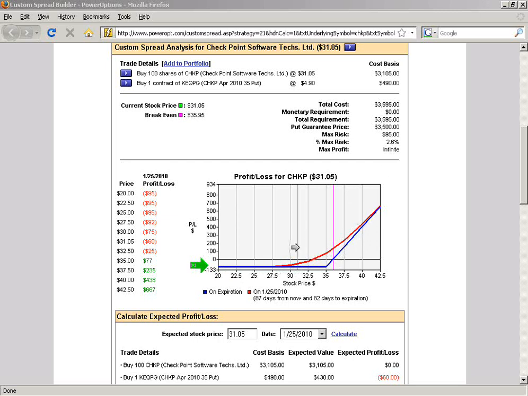But notice also here that this red line shows us the halfway point. So halfway between now and expiration, as the stock moves up, we have a much lower break-even point. We can make a profit even if the stock just goes up to about $33 to $34 per share. So this is a unique way of trading, but we don't just sit there and leave the position alone.